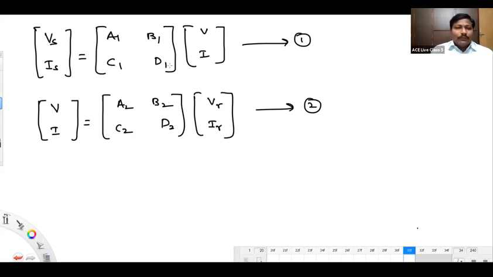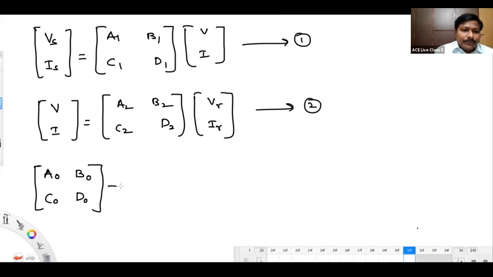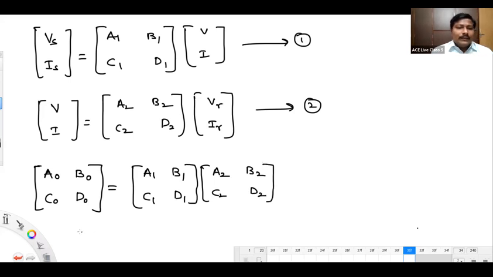So I am writing directly now. The resultant ABCD of the cascade connection is nothing but the multiplication of the two ABCD matrices. So A1, B1, C1, D1, multiplied with A2, B2, C2, D2 in the cascade.